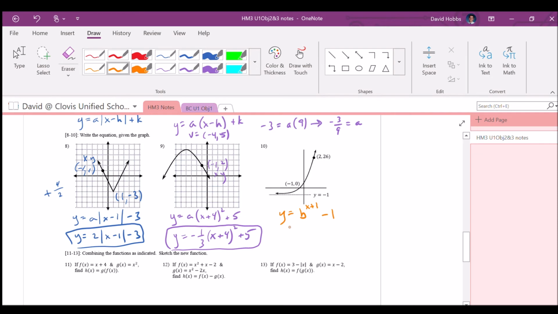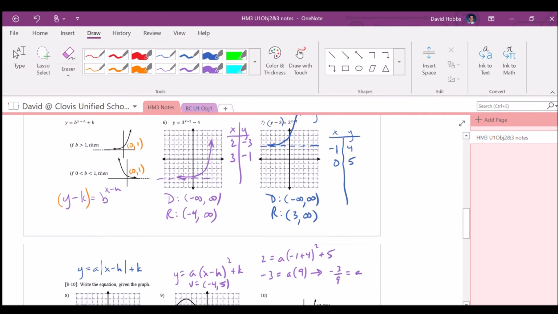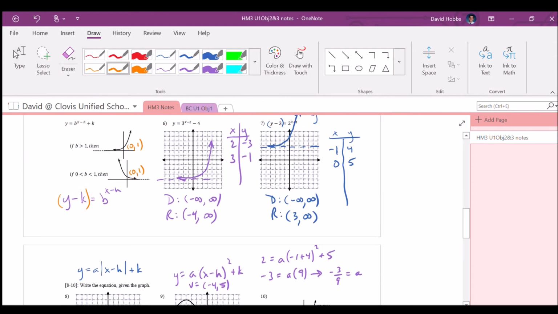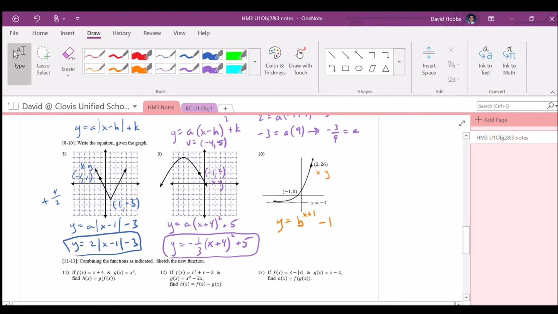Okay, so that gets me a shift left 1 and down 1. So all we got to do now is figure out what the b is. And with the way we figure out what the b is, we're going to use the other point. Don't use the one that is normally the 0, 1 that might have gotten shifted. If you do, it'll be true, but it won't tell you anything. You'll end up getting like 0 equals 0. Use the other points. So there's x and y, plug them in.